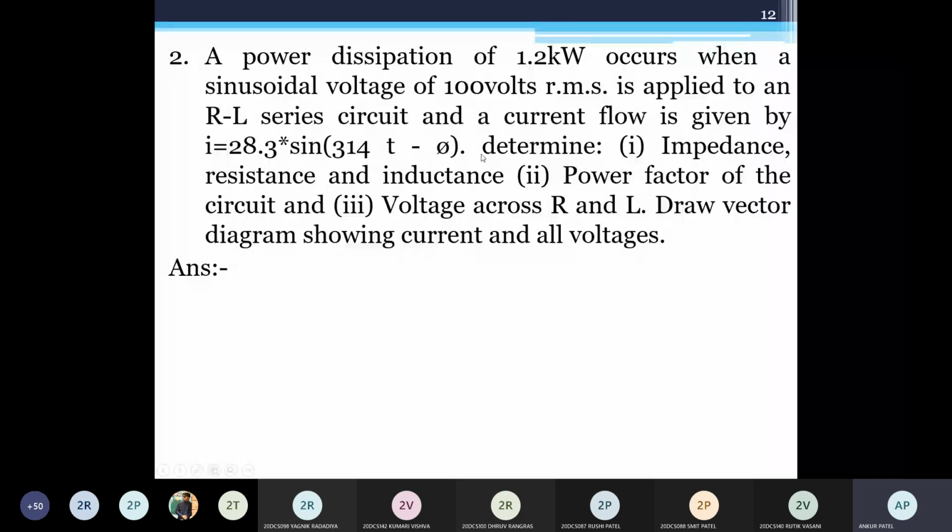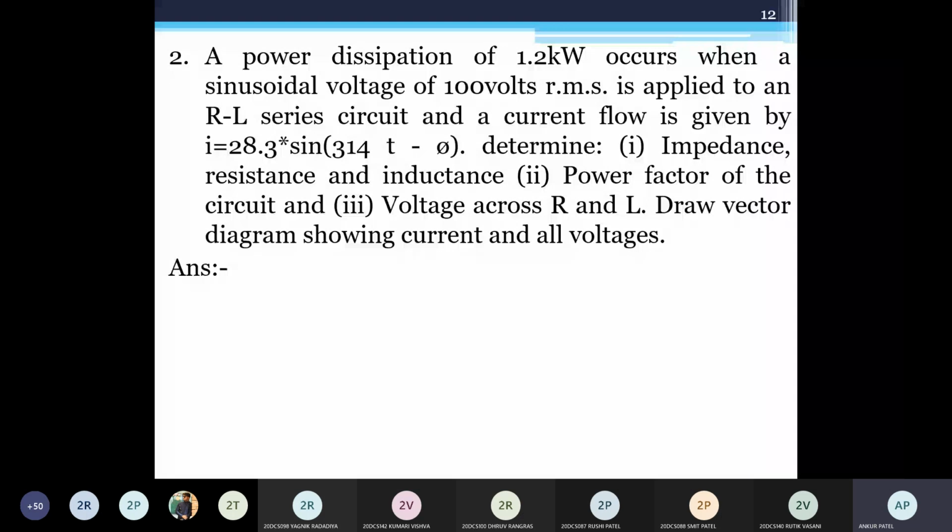Determine the impedance, that is Z, resistance R, inductance L, power factor of the circuit, that is cos phi, and the voltage across R and L, that is VR and VL. Draw a vector diagram showing current and all voltages. You have to show it after finding these, or you can also show it initially.